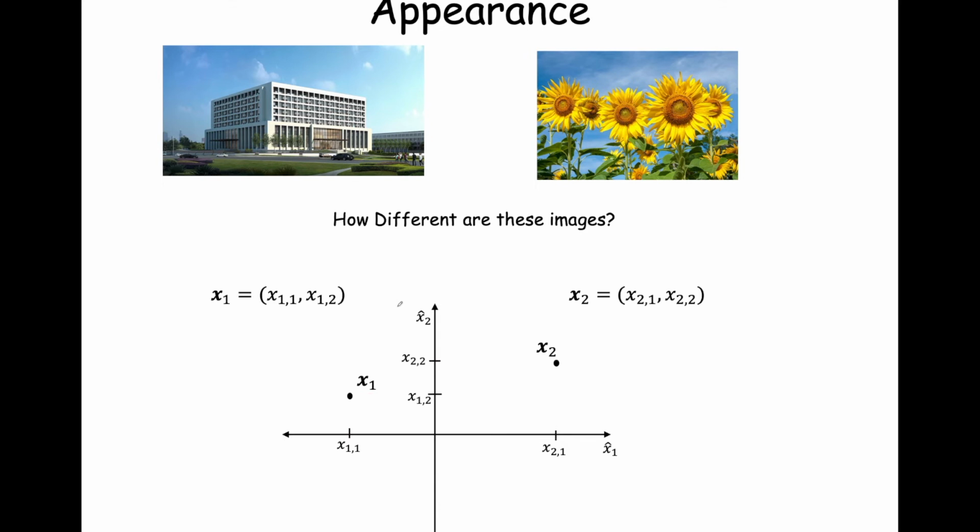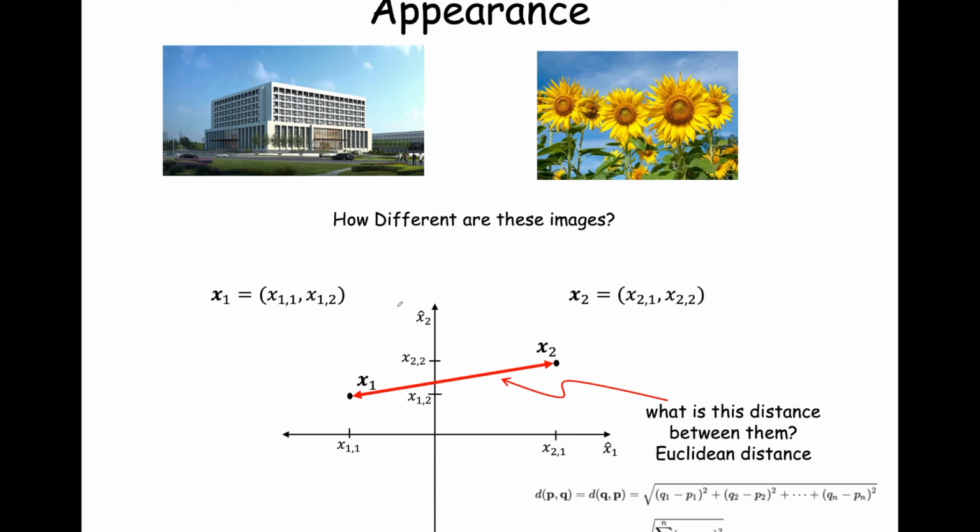Okay, so one of the questions one might reasonably want to ask is how different are these images, or how similar to one another are they? Now, this is why this representation in feature space is very important. All we do is measure the distance between the 2 points, this geometric distance.